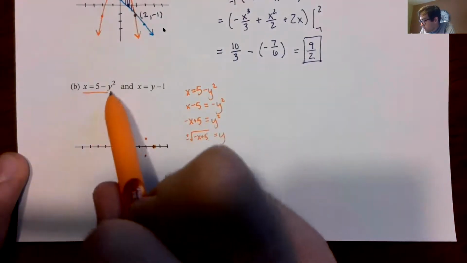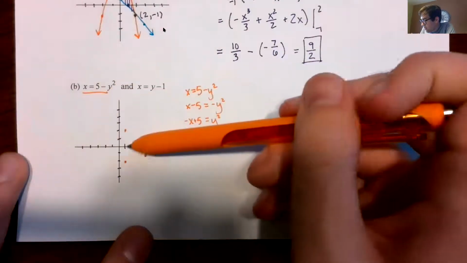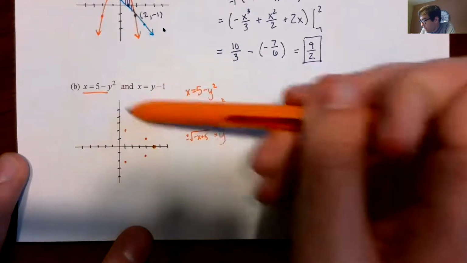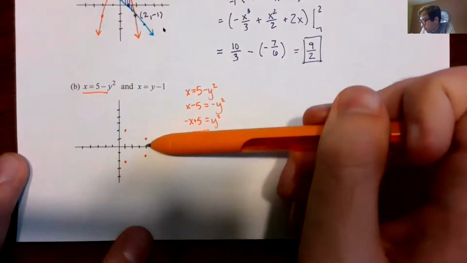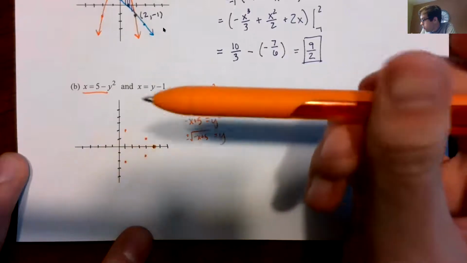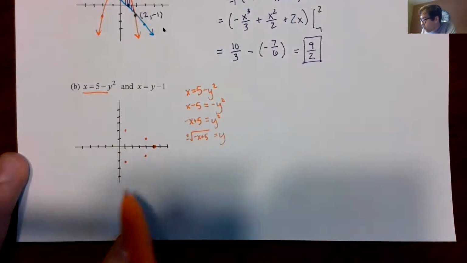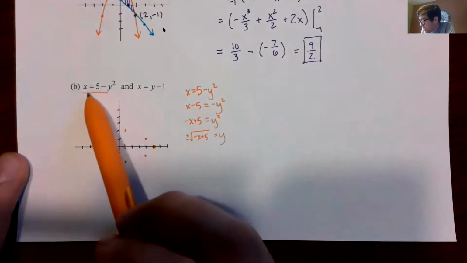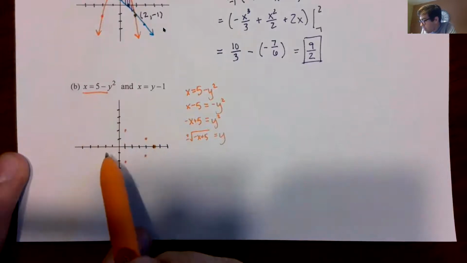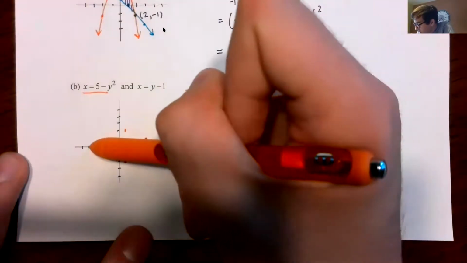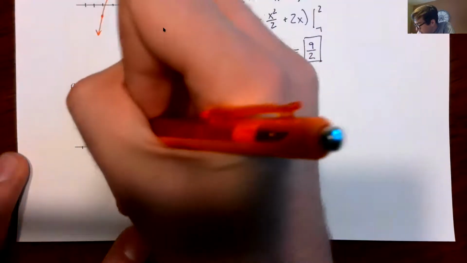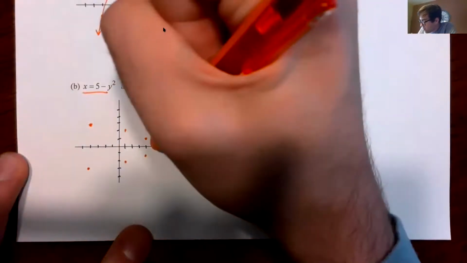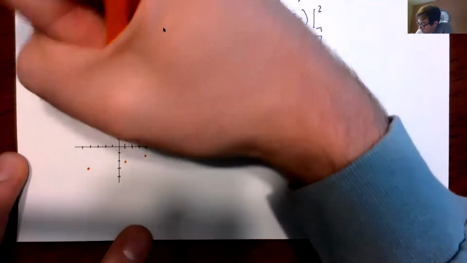And if you're not quite sure about that, remember, you can always just plug in values and see what you get. So in this case, it's going to be easier if I plug in y values. If I plug in 0, I get 5 for x. If I plug in 1 for y, I get 4 for x. So it gives a point at 4 comma 1. And we can keep going like that. We are going to need one further point. So if I plug in 3 for y, I get 5 minus 9, so negative 4 for x. So it's going to be all the way over here. Okay, so I'm going to connect that curve.